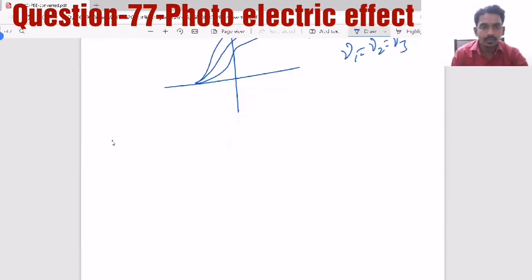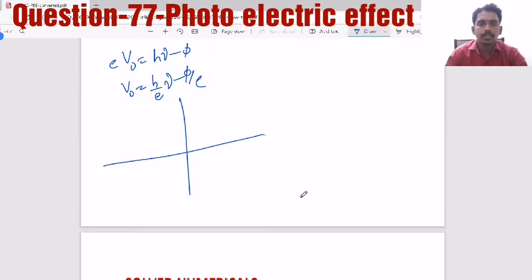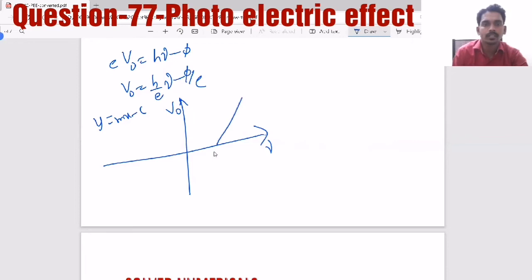Or else when you consider eV naught equal to h nu minus phi, so V naught equal to h by e into nu minus phi by e. When you try to draw a graph between stopping potential on the y-axis and frequency on the x-axis, then it is just like y equal to mx minus c. So a straight line having negative intercept with positive slope, and if the angle is theta, then slope equal to h by e and intercept is equal to phi by e.